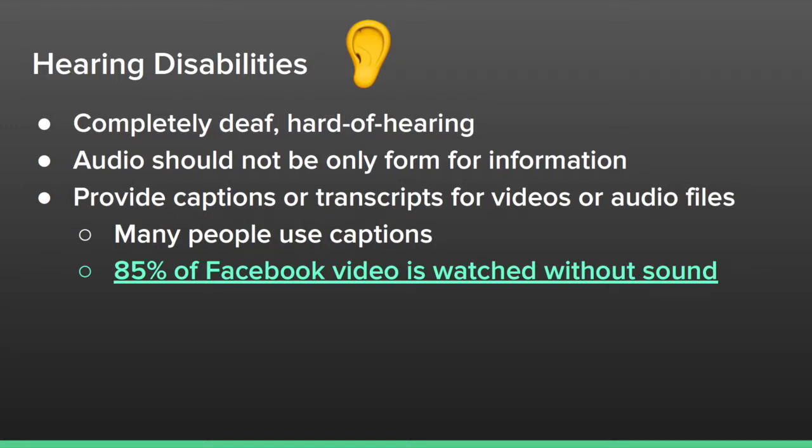So the first one is hearing disabilities, and this is going to range from users who are completely deaf to users that are hard of hearing. The range within hard of hearing goes from pretty severe to just a little bit of hearing loss. This includes people that have been deaf since they were born to elderly folks who are losing their hearing. Like maybe your parents are already starting to lose their hearing. It's affecting a lot of people.